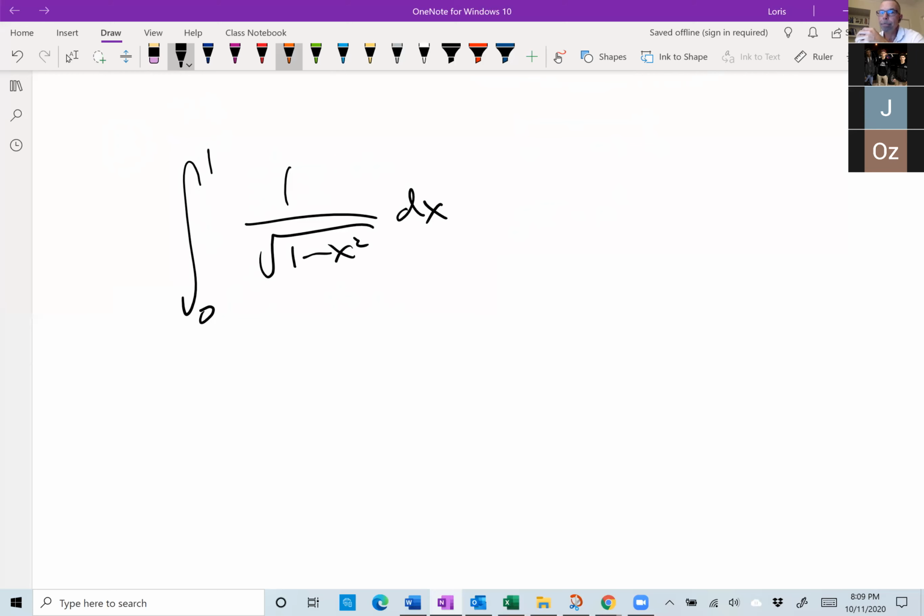So what would you do with this one? Is this a triangle problem? No, because there's no x in the numerator. No, it could be a triangle problem. It's just a very hard one. There's a faster way to do it. Does anybody know?